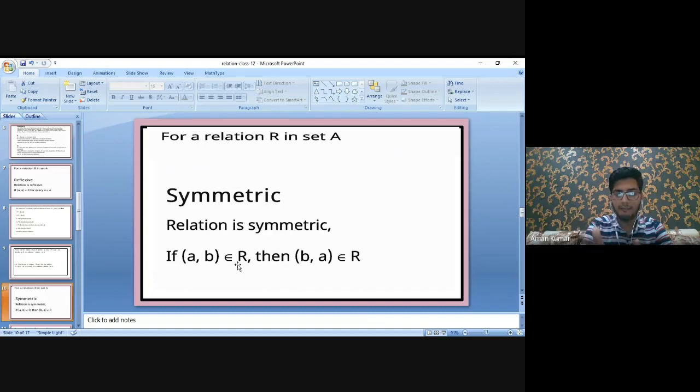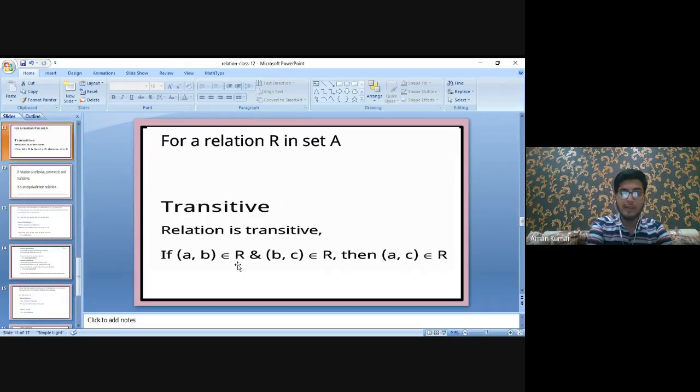So this is a symmetric relation. This says if (A, B) belongs to R, then (B, A) also belongs to R. That means A is related to B, and in the opposite sense also B must be related to A. So this is what a symmetric relation looks like. Now the next type of relation is what?